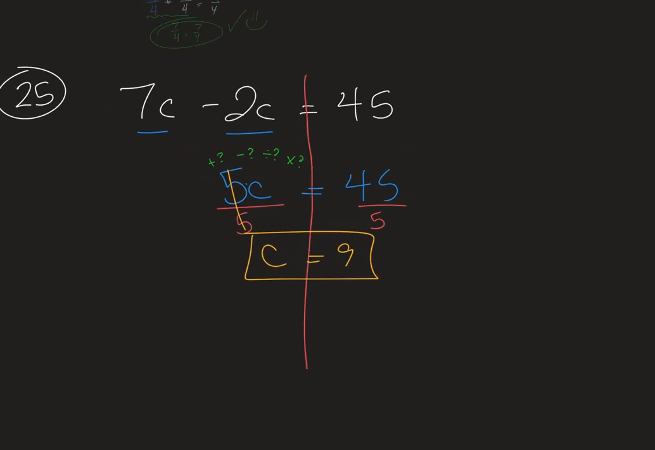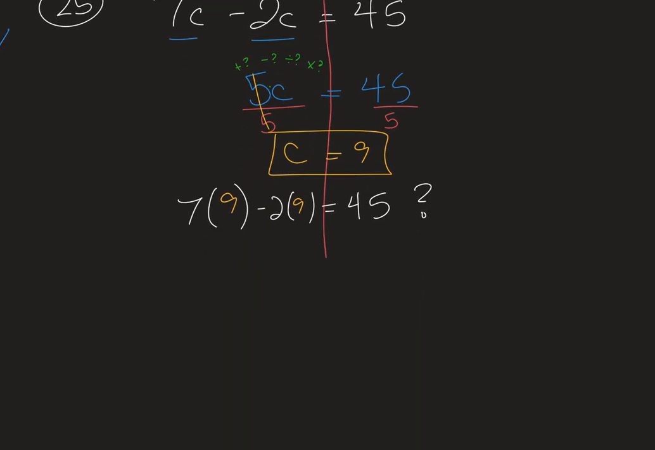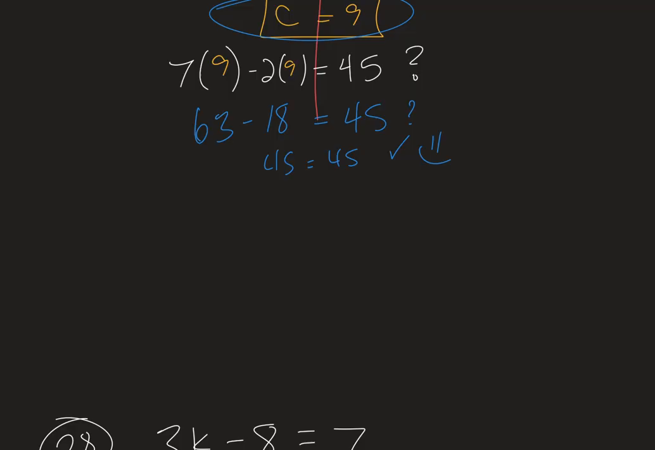We're going to plug that back in to see if we're right. So 7 times 9 minus 2 times 9, does that equal 45? That's the question. Well, 7 times 9 is 63 minus 18. Is that equal to 45? Yes, it is. So check. We're happy. c equals 9.